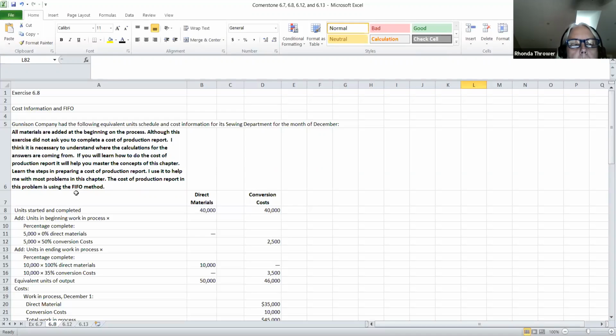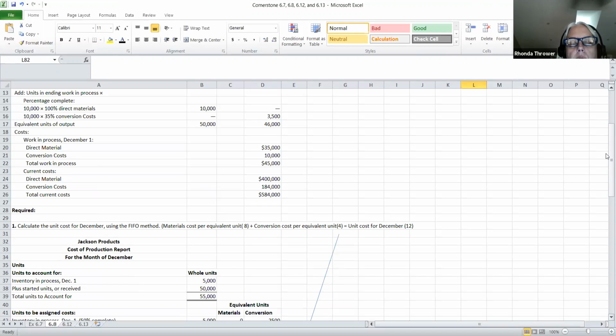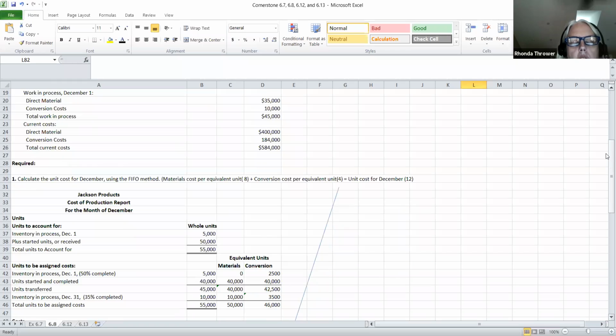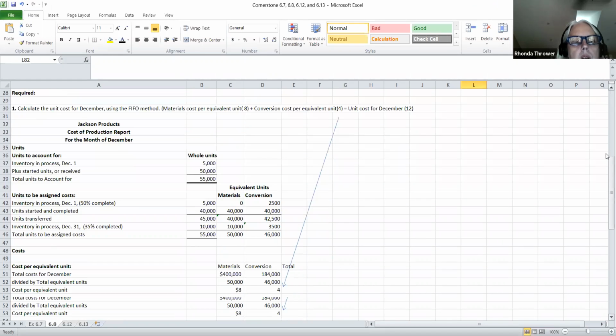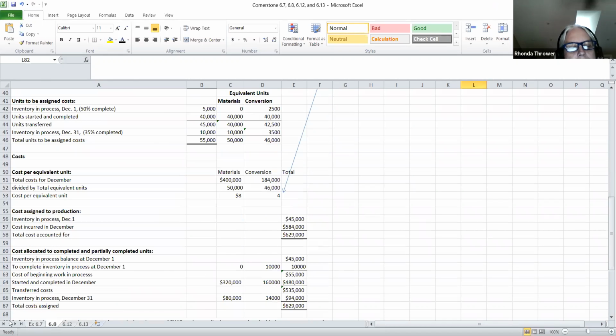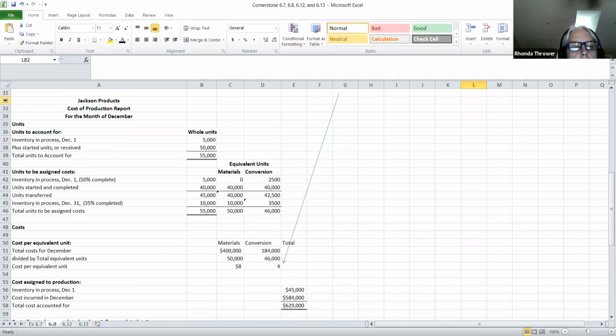The cost of production report in this problem is using the FIFO method. So what I want you to remember is we're using the FIFO method, and we're also stating that all of the materials are 100% added at the beginning of the process. So what I would suggest you do is start the cost of production report. This is the cost of production report that I have outlined for you, and it goes all the way down to line 67. The cost of production report starts at 32 and goes to line 67.